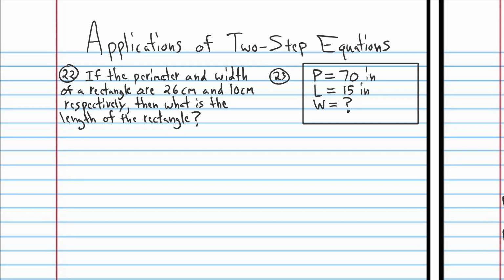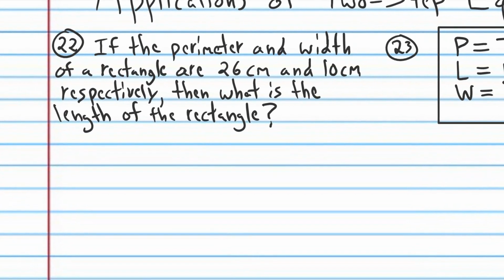If the perimeter and width of a rectangle are 26 centimeters and 10 centimeters respectively, then what is the length of the rectangle? Now you're probably thinking to yourself, what does respectively mean? Why did I write that? Well, respectively means that the numbers fall in the order previously mentioned. So we said the perimeter and the width of a rectangle are 26 centimeters and 10 centimeters.